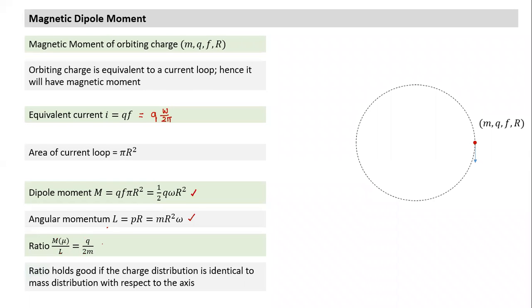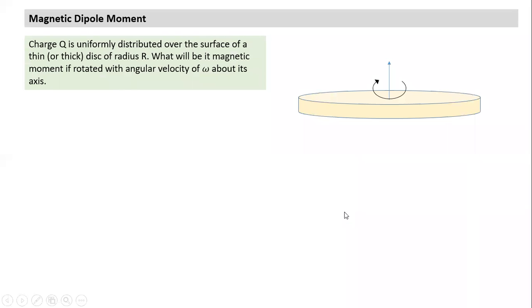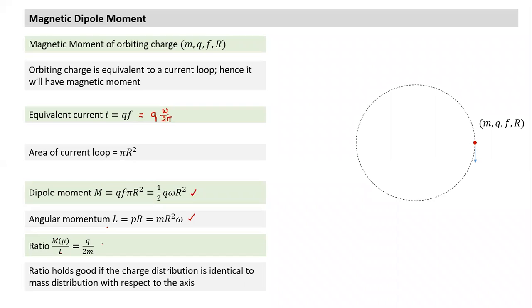And why are we doing it? Why is it useful? This ratio holds good if the charge distribution is identical to the mass distribution with respect to the axis. So what does it mean? We'll try to understand it using one example. Why are we, yes Akash? Sir, finish first, after that. Okay, so let's see how it is useful. I will tell you the reason also.